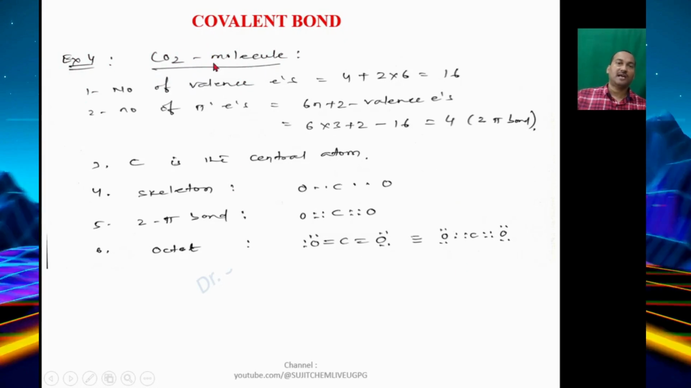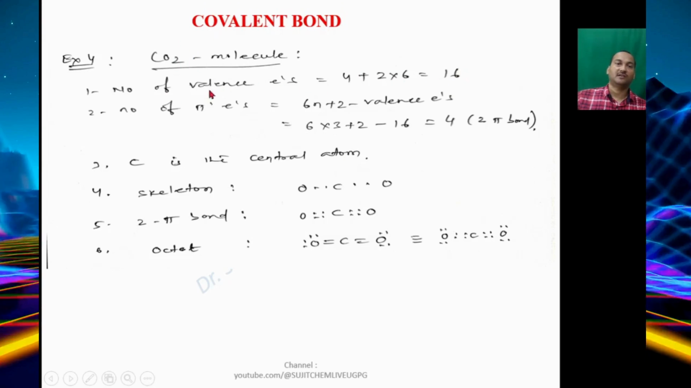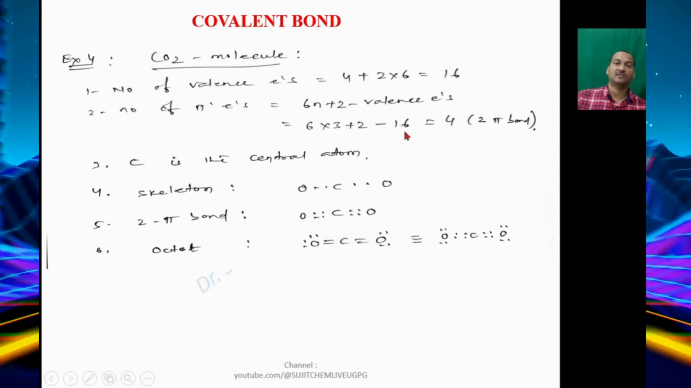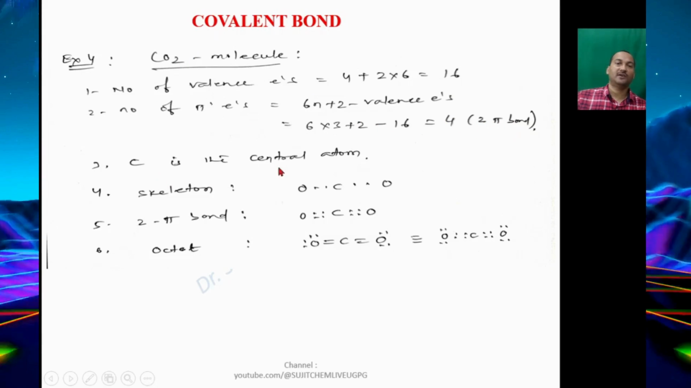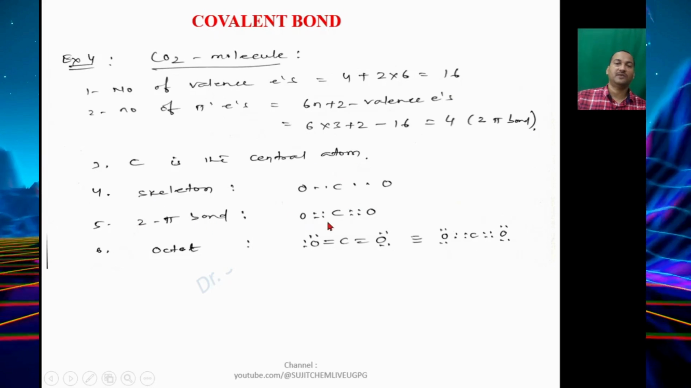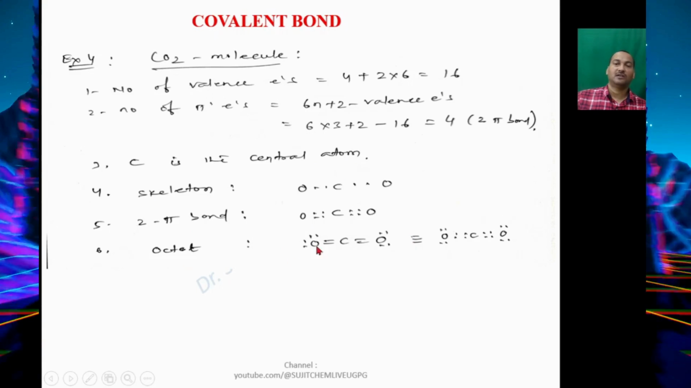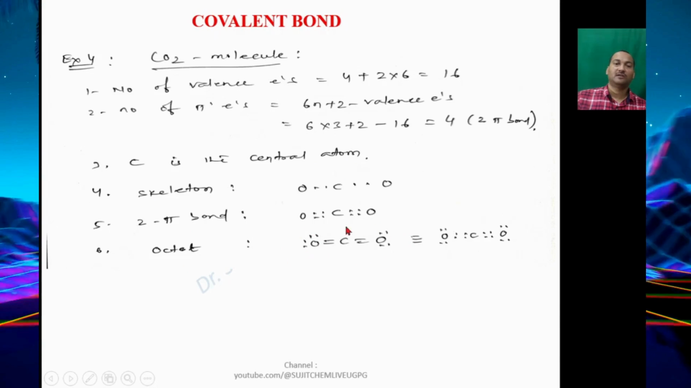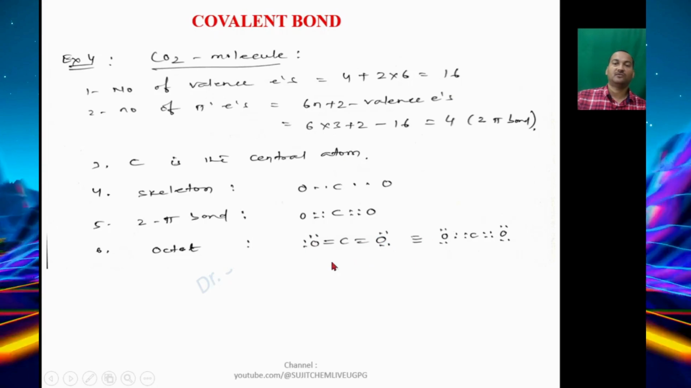Similarly carbon dioxide: number of valence electrons is found to be 16 and number of pi electrons is found to be 4, so you have 2 pi bonds. Carbon is the central atom, skeleton is this one and 2 pi bonds are added. The octet is also satisfied here by giving the rest of the electrons to the oxygen.